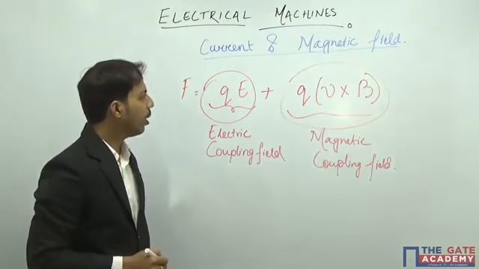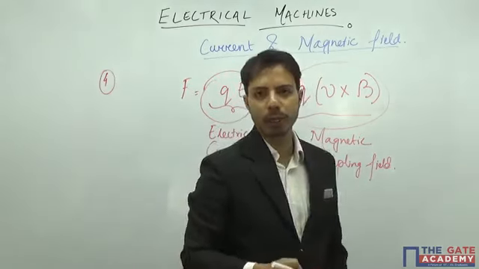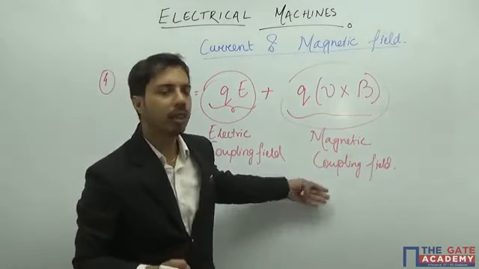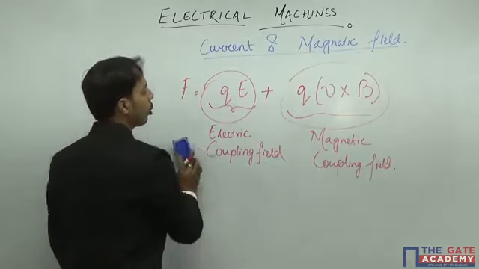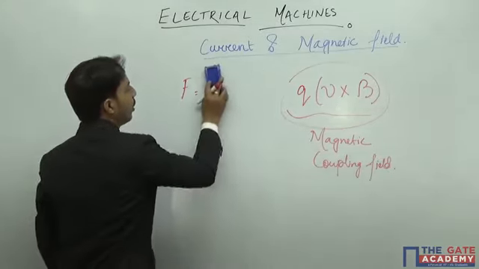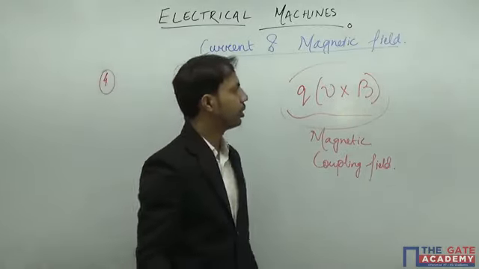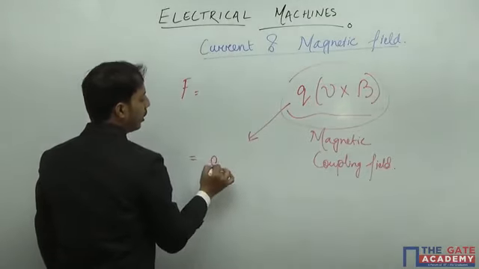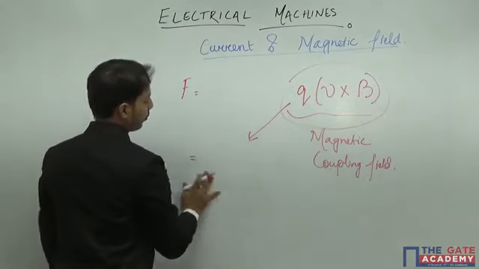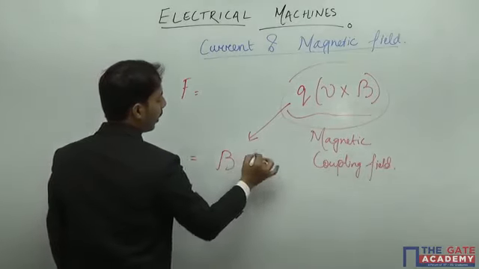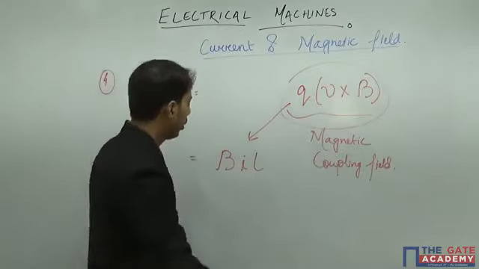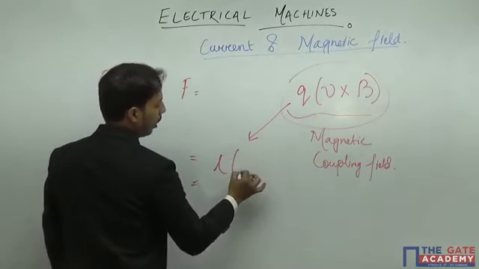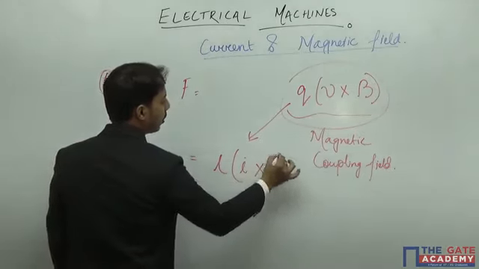Okay? Now, in our electrical machines course, we are only dealing with magnetic field, right? So whenever we use the force, we don't have electric field, so we will not use this particular term. For us, the force is Q into V cross B. This can also be written as B I L. Or, if you want to write it in cross product terms, it will be L into I cross B.